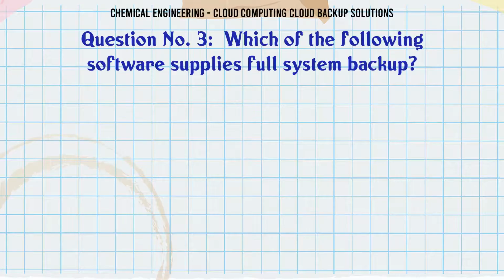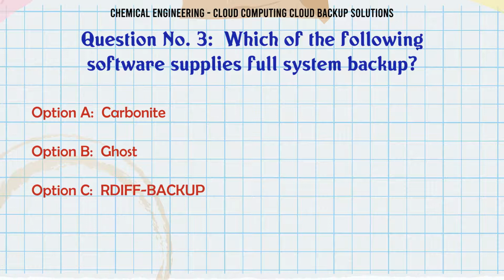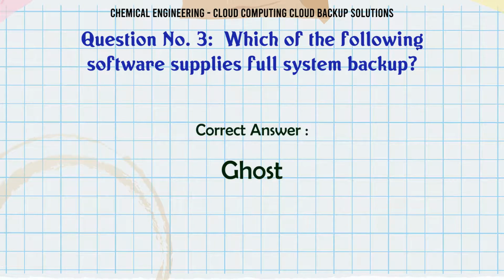Which of the following software supplies full system backup? A. Carbonite, B. Ghost, C. Rediff Backup, D. All of the mentioned. The correct answer is Ghost.